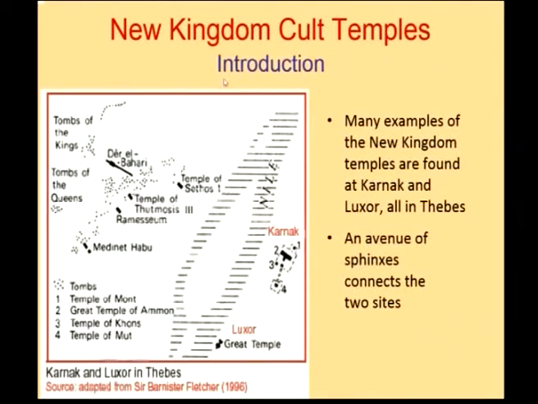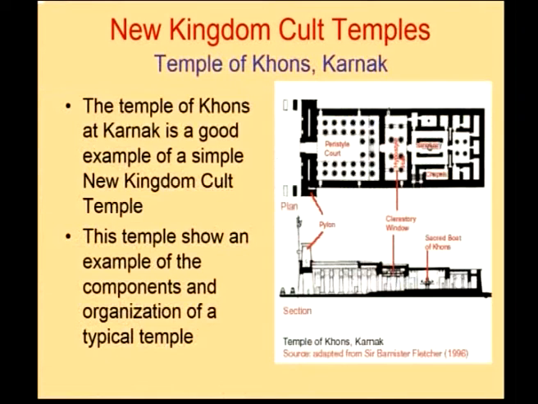As you could see, there are many examples of New Kingdom found at Karnak and Luxor, all in Thebes. Most of these temples were located in Thebes, which includes the Temple of Amon-Ra, Temple of Khons, Temple of Mut. First, we are going to have a look at Temple of Khons, Karnak. The Temple of Khons at Karnak is a perfect example of a New Kingdom cult temple.